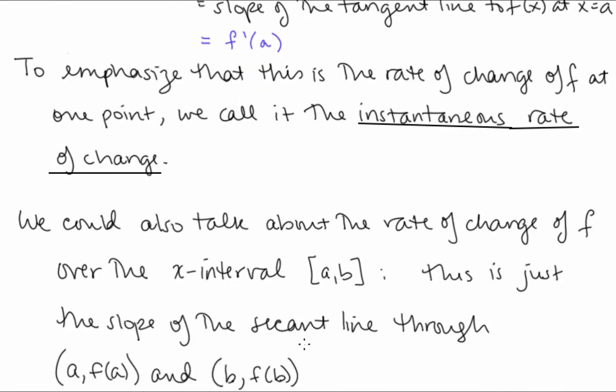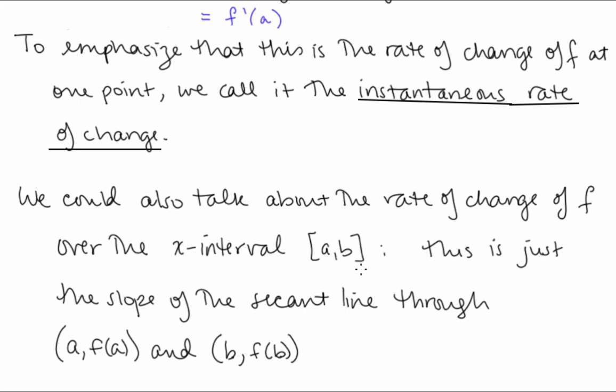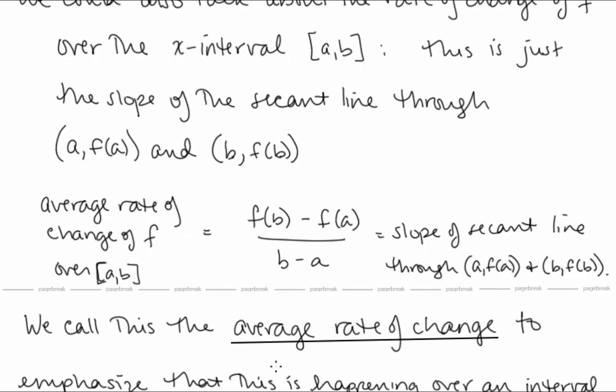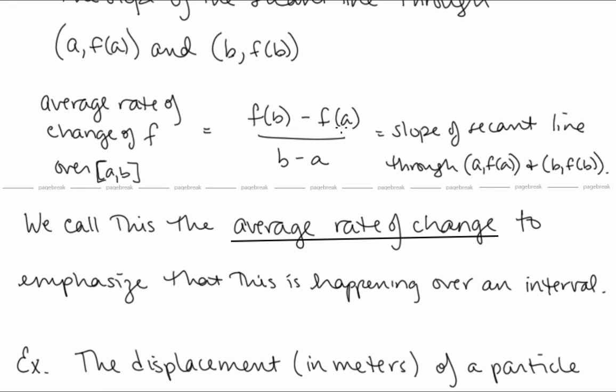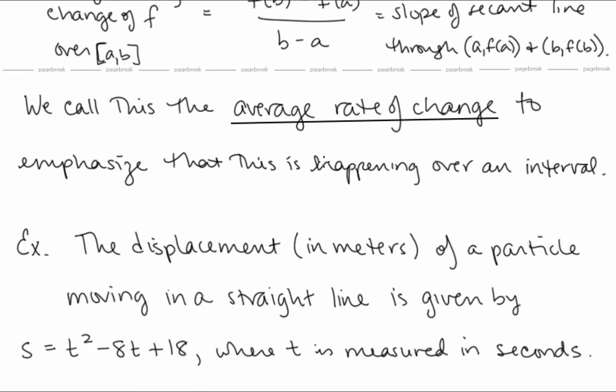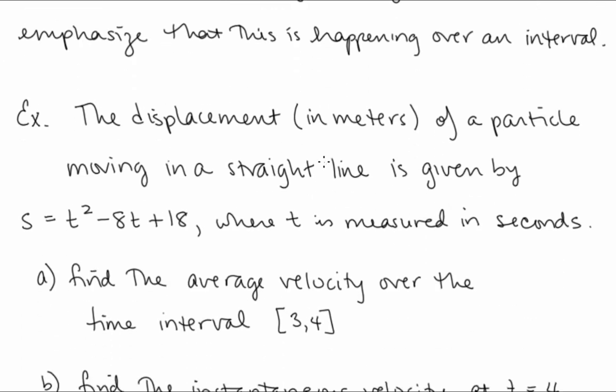We could also talk about the rate of change of f over an x interval, a to b. And this would be the slope of the secant line through the points (a, f of a) and (b, f of b). And so that slope would look like f of b minus f of a over b minus a. And to specify that that's the rate of change over an interval, we call that the average rate of change. So let's take a look at the comparison between instantaneous rate of change and average rate of change for this word problem.